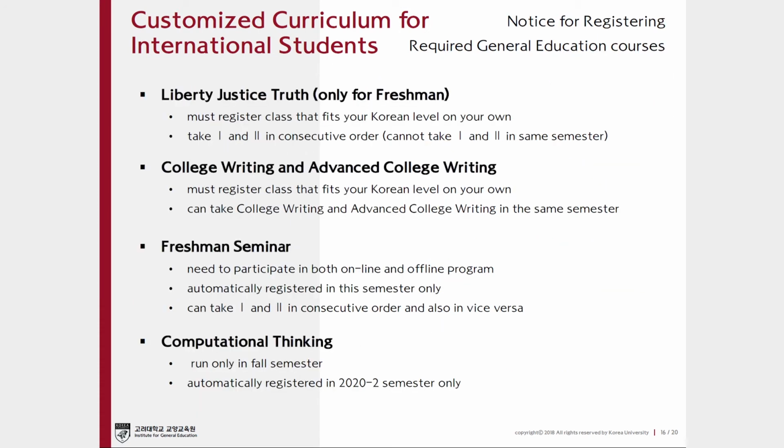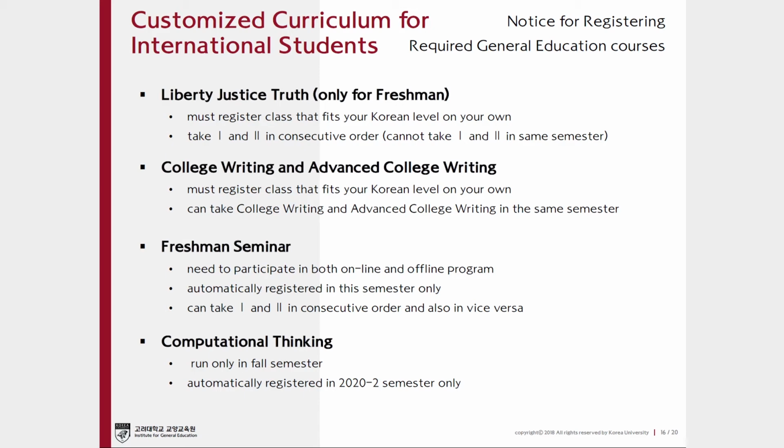Next is notice for registering required general education courses. For Liberty, Justice, Truth, you must register a class that fits your Korean level on your own. For example, if your Korean level is foundation, you cannot take the class for intermediate or advanced level. And you must take 1 and 2 in consecutive order, not vice versa. And of course, you cannot take 1 and 2 in the same semester. For college writing and advanced college writing, you must register a class that fits your Korean level on your own. And you can take college writing and advanced college writing in the same semester.